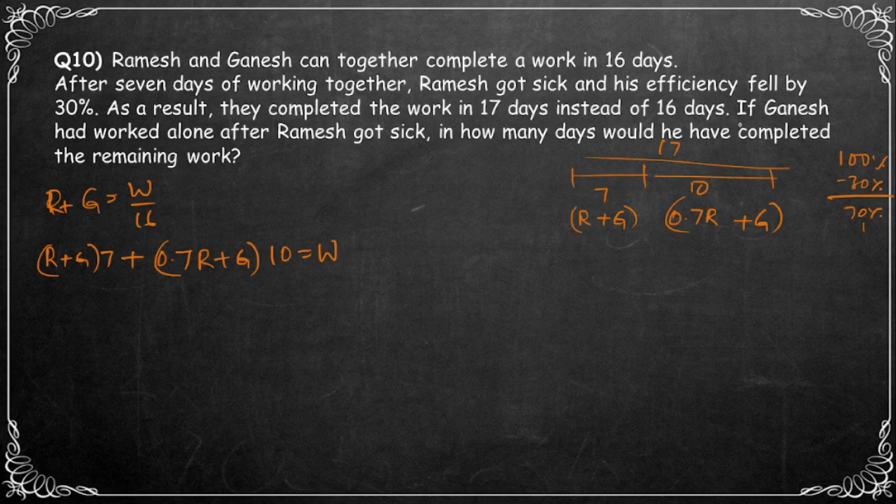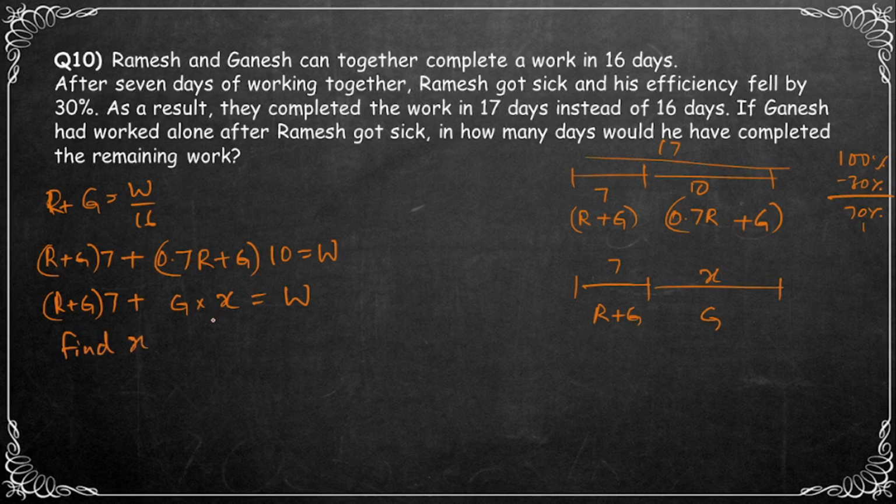Now the question says, if Ganesh had worked alone after Ramesh got sick, that means for the first 7 days they worked together, Ramesh and Ganesh. Now if Ramesh dropped out and only Ganesh had worked alone, how many days would he have taken to complete the work? X number of days, let's say. So Ramesh plus Ganesh worked for 7 days and then Ramesh dropped out. Ganesh worked alone, let's say for X number of days, and completed the work. So we need to find X.